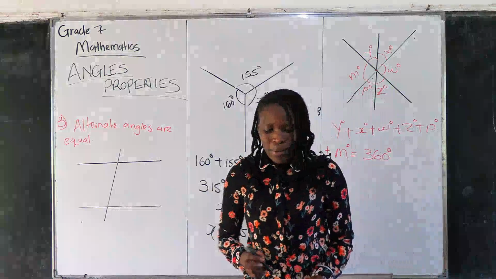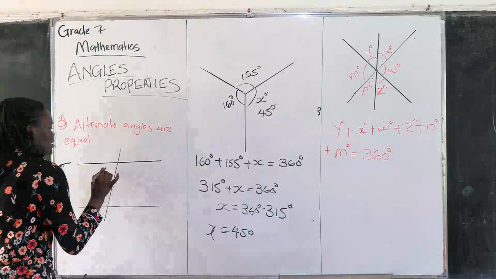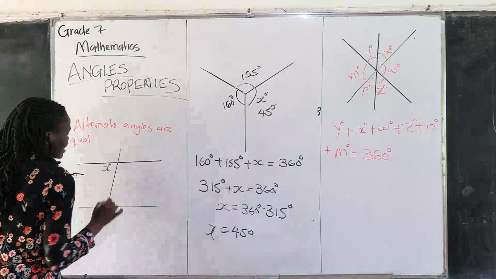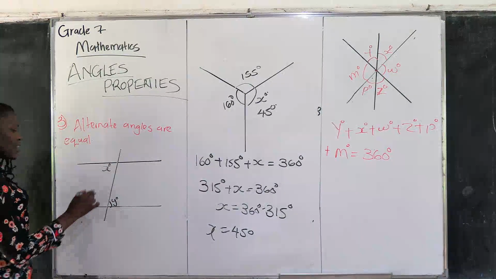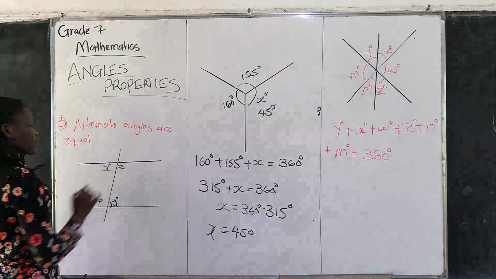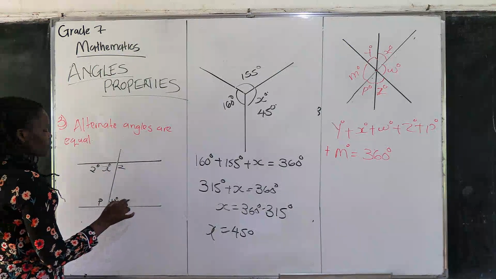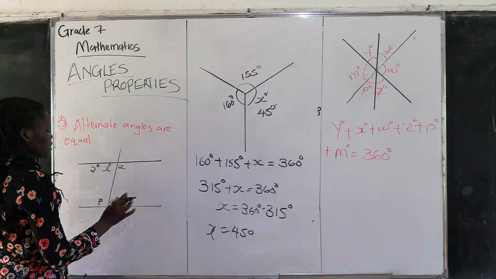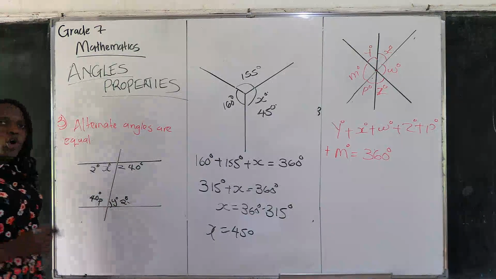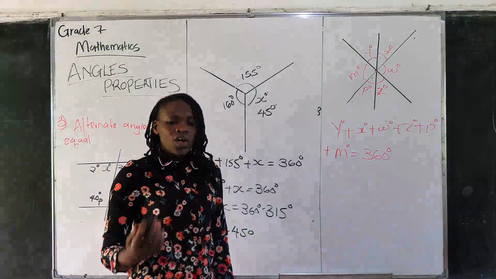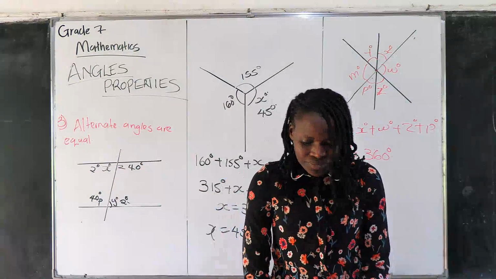So, when we're talking about alternate angles are equal, let's say we have here to be x degrees, and this one is y. X and y are alternating, and then we have p and z are also alternating, meaning if this one is 2 degrees, this one will also be 2 degrees. If this one is 40 degrees, this one also will be 40 degrees. So alternate angles are equal.